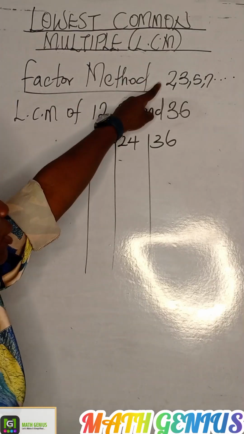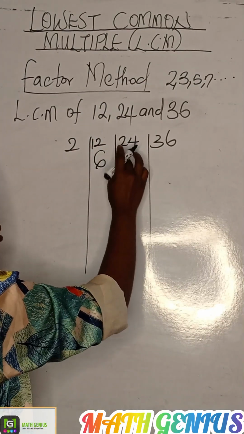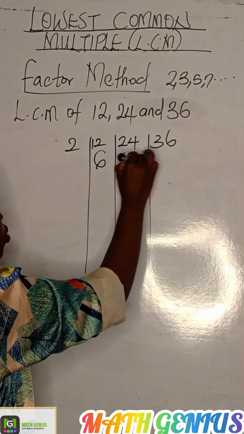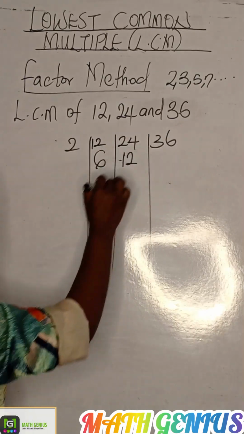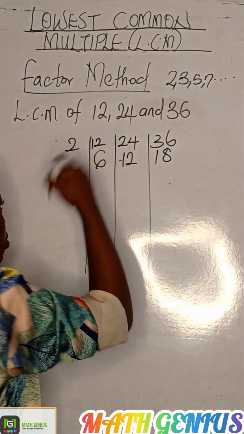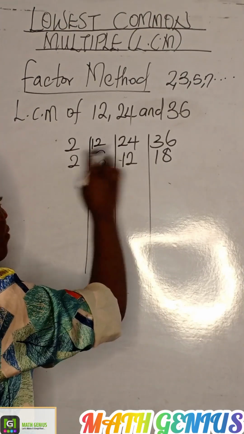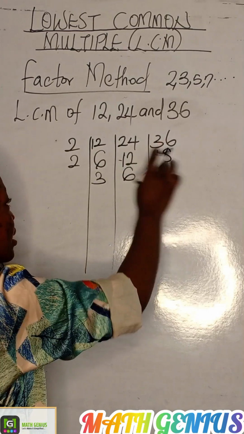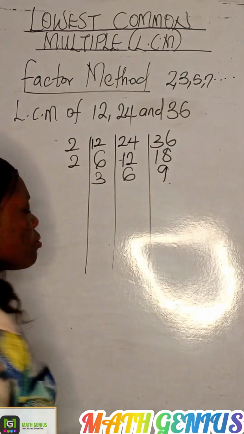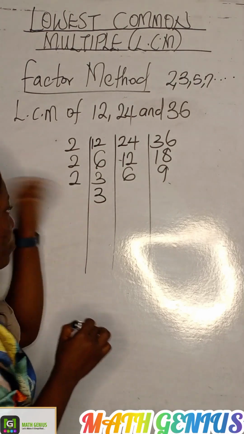So the first prime number is 2. 12 divided by 2, 6. 24 divided by 2, 12. 36 divided by 2 is 18. 2 can also go. 6 divided by 2, 3. 12 divided by 2, 6. 18 divided by 2, 9. Yes, 2 can still go. 3, 2 can't go into 3, you drop it.